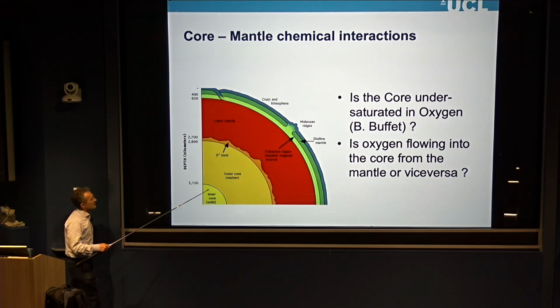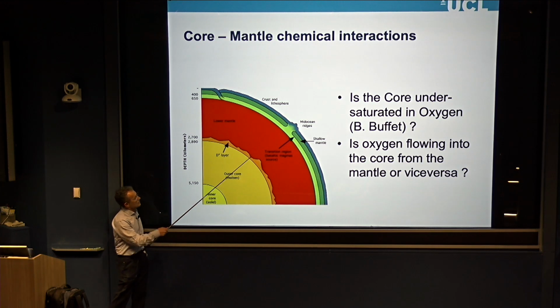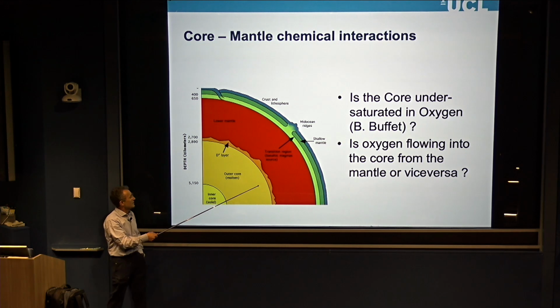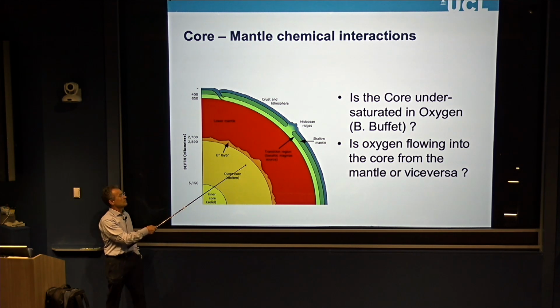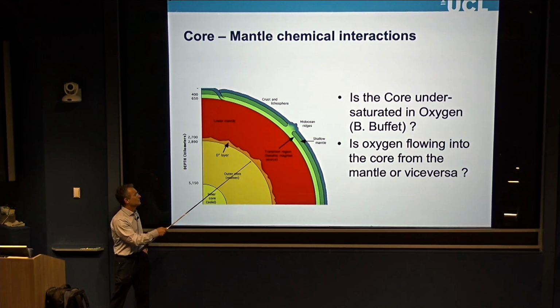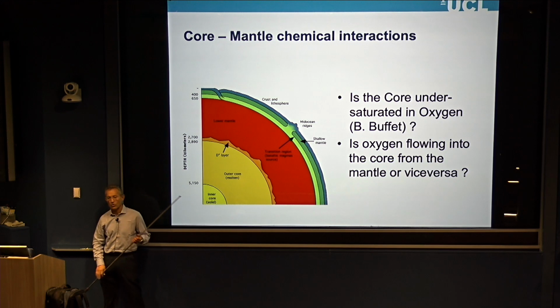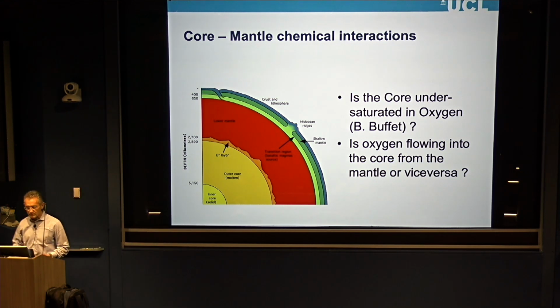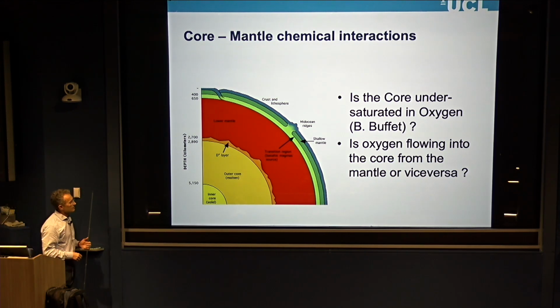And his idea is that the Earth's core is in contact with the mantle. In the mantle, there's a lot of oxygen. It's basically an oxide, the mantle. And so is it possible that the core is undersaturated in oxygen? So it's in contact with the mantle, and so it is possible the oxygen may be flowing into the core from the mantle. And why is that relevant? You will see this in a second.